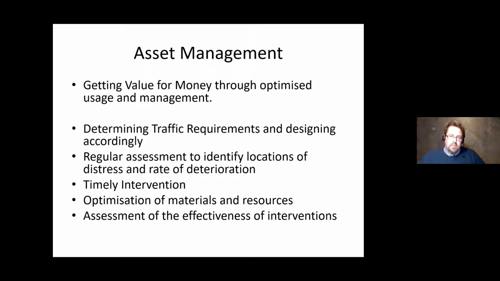In terms of asset management moving forward, you also need to regularly assess your pavements to identify how they're performing, see what locations are under distress, determine what the rates of distress are, and what remediations are needed and when. Timely intervention is critical. An intervention after 5 years could cost half as much as an intervention after 6 years. So it's a matter of finding out when you need to act. It's all about the optimization of materials and resources. And then afterwards, you can go back and assess how effective your interventions were, what worked this time, what's going to work the next time.